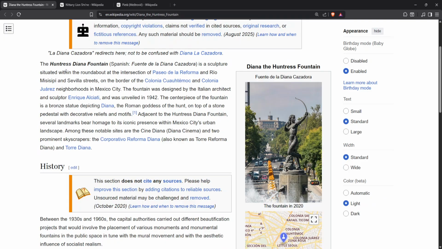I cannot pronounce that. Yeah, see, it sounded also wrong. And Colonia Juarez, neighborhoods of Mexico City. I just offended so many people from Mexico. Oh yeah, they're gonna get me.